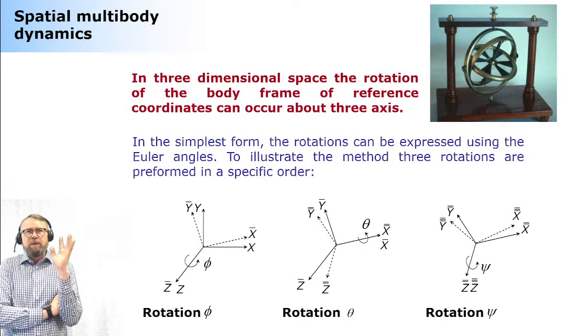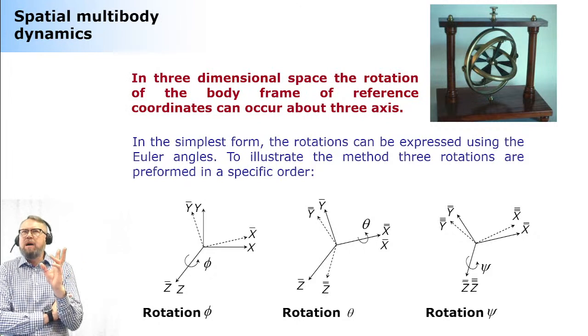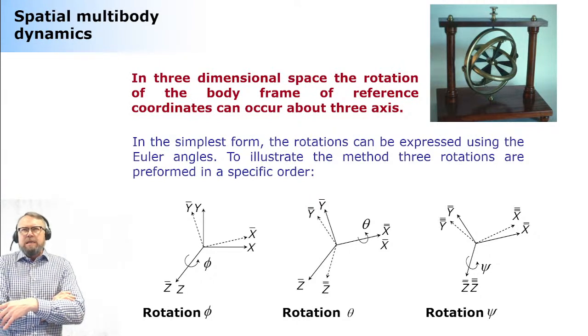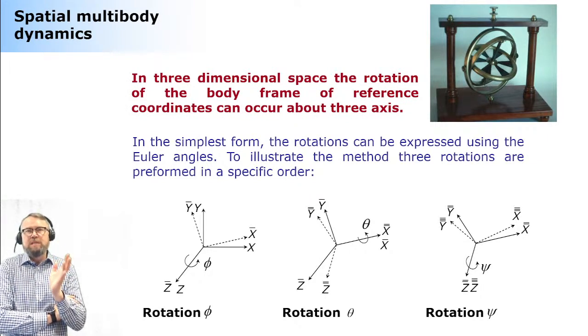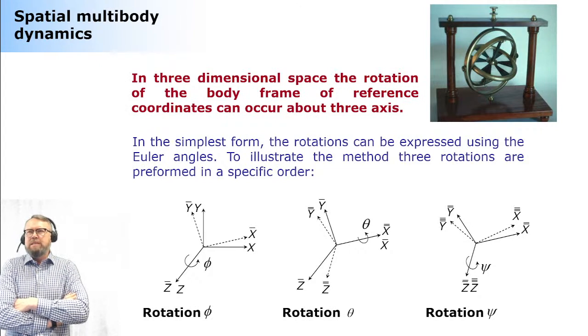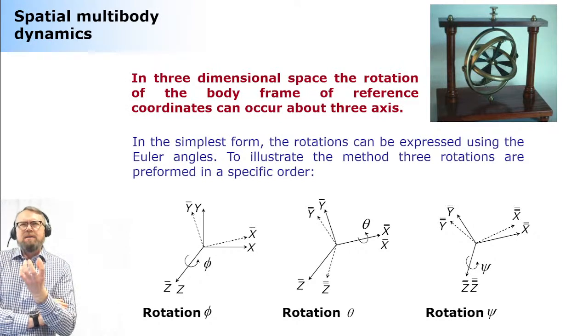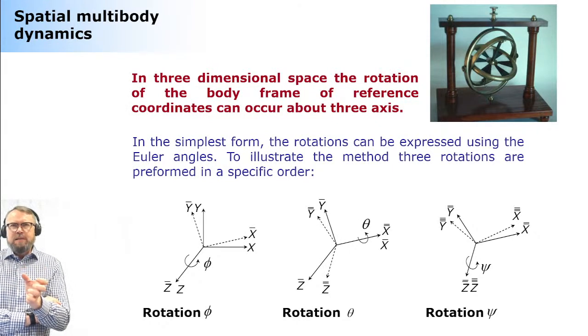So the first rotation takes place around the z-axis. The second rotation takes place around the once-rotated x-axis. And the third rotation takes place around the twice-rotated z-axis. Now you see already that there is this opportunity that the first and third rotations are not clear, so you don't know what is what. It can happen if these two axes are parallel with respect to each other, and this is what is called gimbal locking. Gimbal locking is not a mechanical lock, but an inability to describe rotations in three-dimensional space.